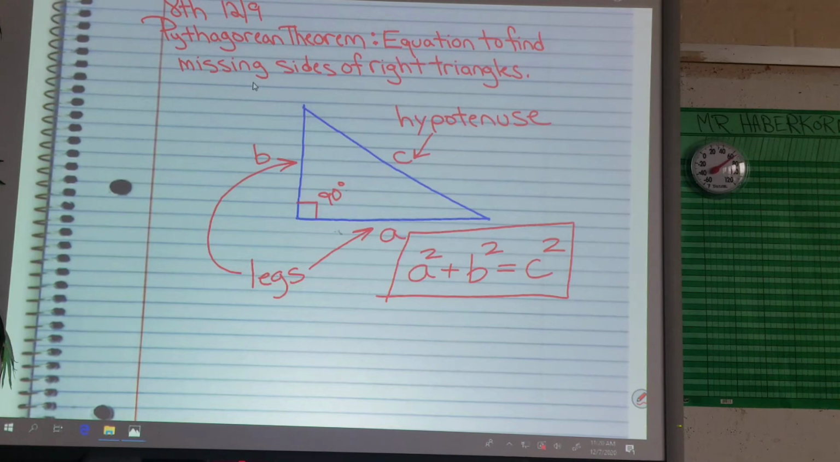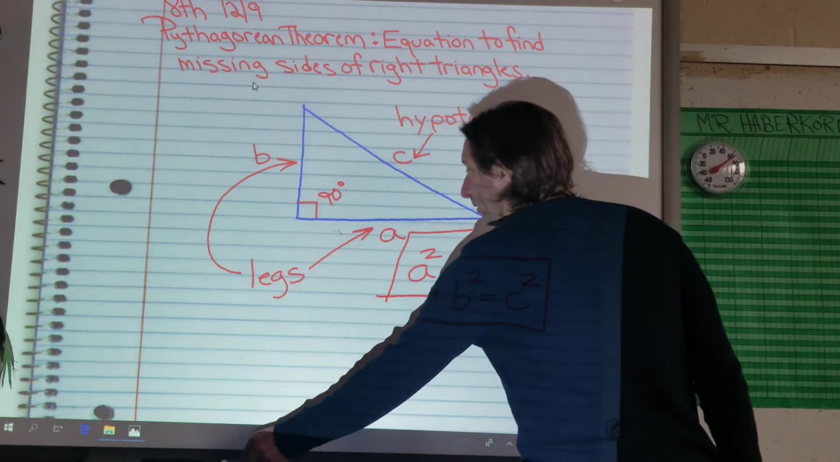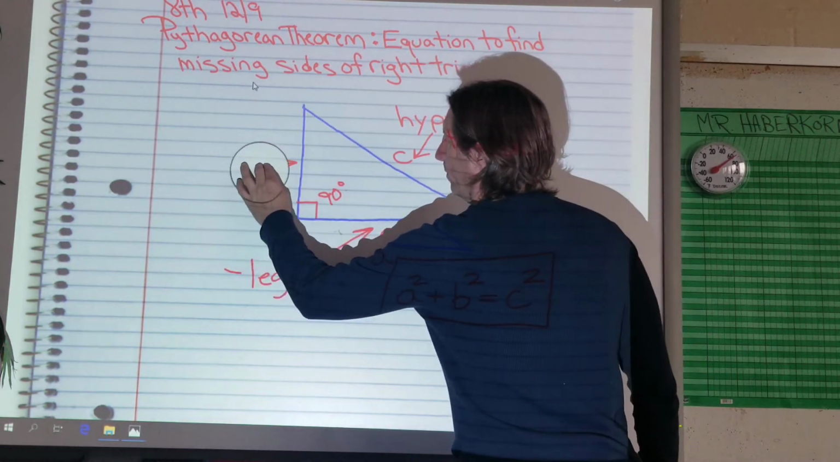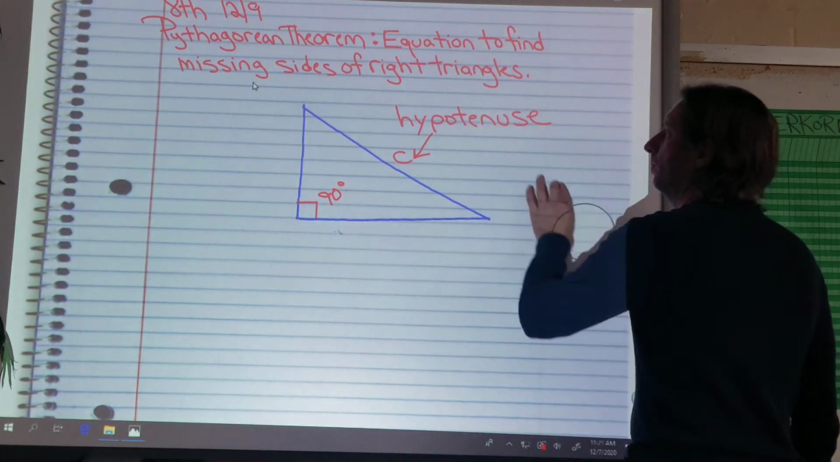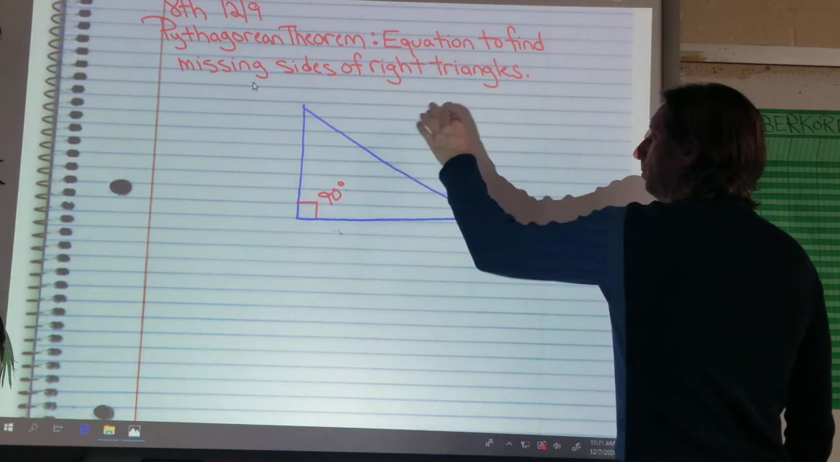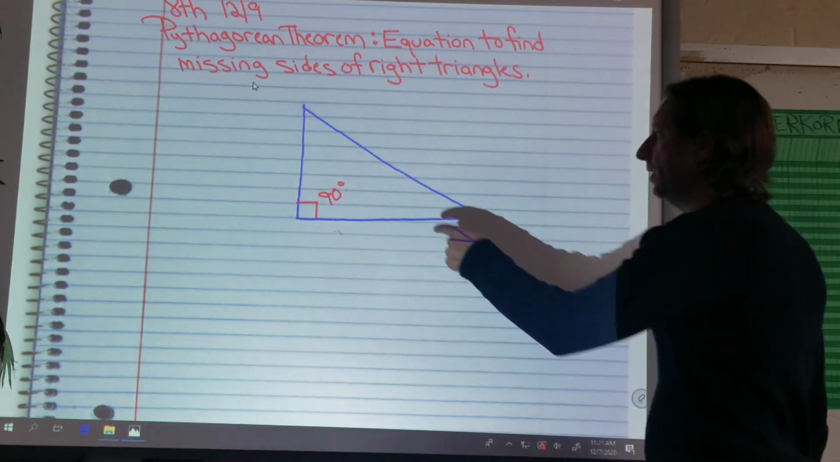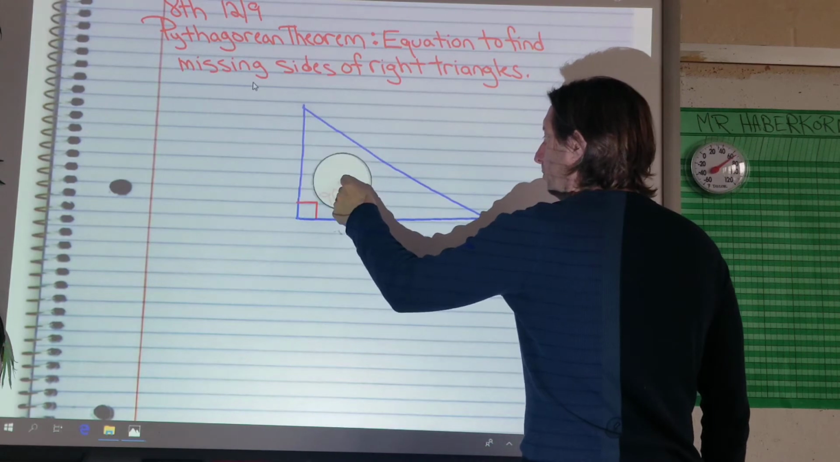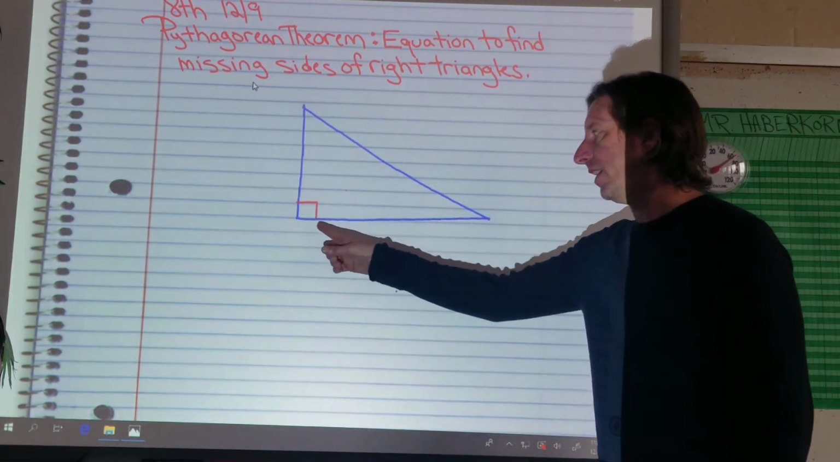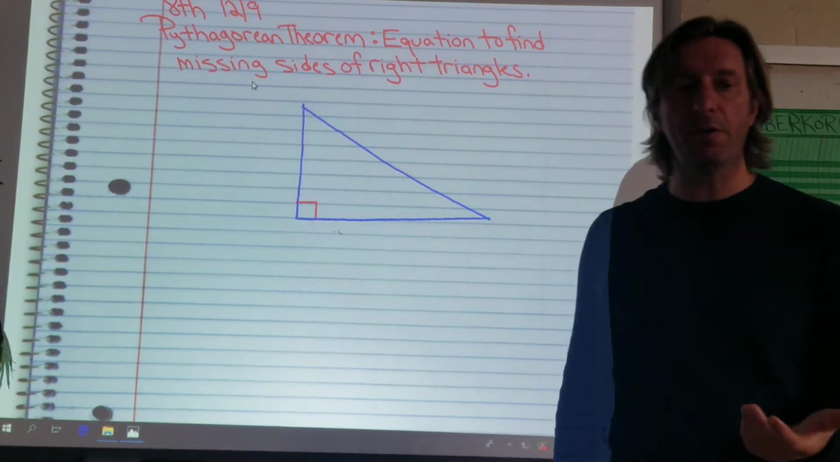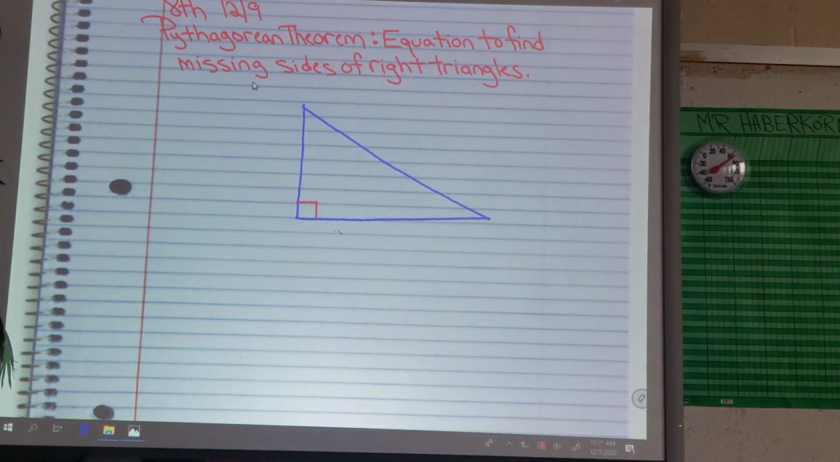Okay, so let's look at one of these, okay? And we're actually going to solve it. I'm just going to use this triangle right here. All right, so we know that's a right triangle because it'll always have this little square here, and that square means 90-degree angle, okay? So I'm going to put some measurements for these sides, and we're going to find the missing one.